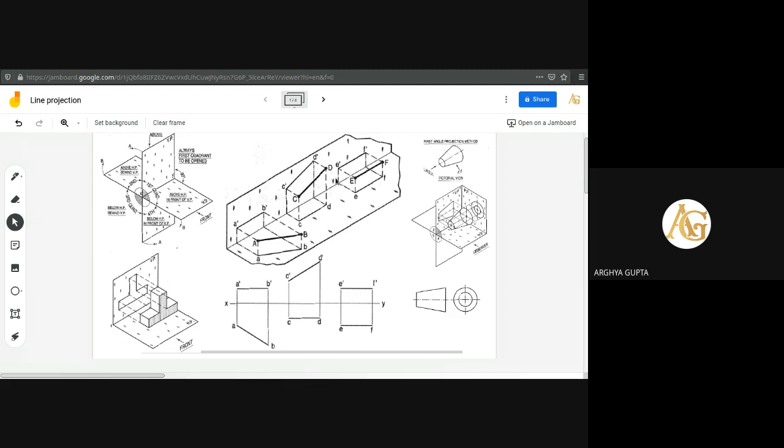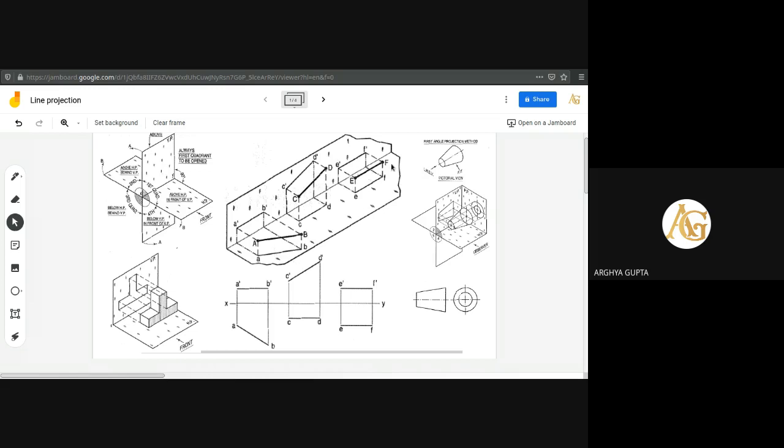Now we'll move to the projection of lines. A line is nothing but the minimum distance between 2 points. Here it is the first quadrant. We will always consider the first quadrant only, not the third quadrant. Here 3 conditions are given of the same line of the same length.